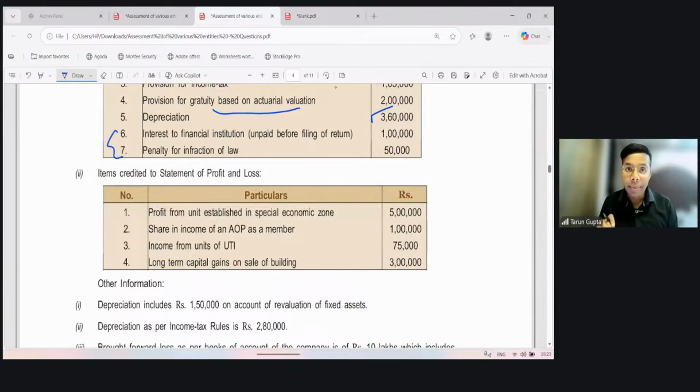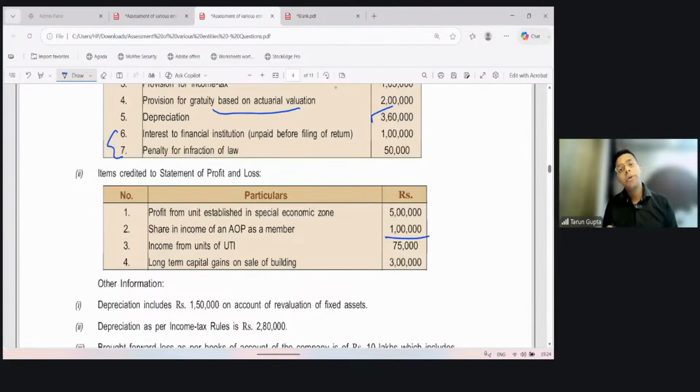Now items credited. I'll see whether I need to reduce them. Profit from unit established in SEZ. So this is talking about the Section 10AA deduction. But there is no such item for reduction. It doesn't say that MAT is not applicable on SEZ profit. MAT is not applicable on Section 10 income, but SEZ profits are allowed deduction under Section 10AA. So MAT is applicable. Share in income of an AOP as a member. I can reduce this if it is exempt under Section 86.